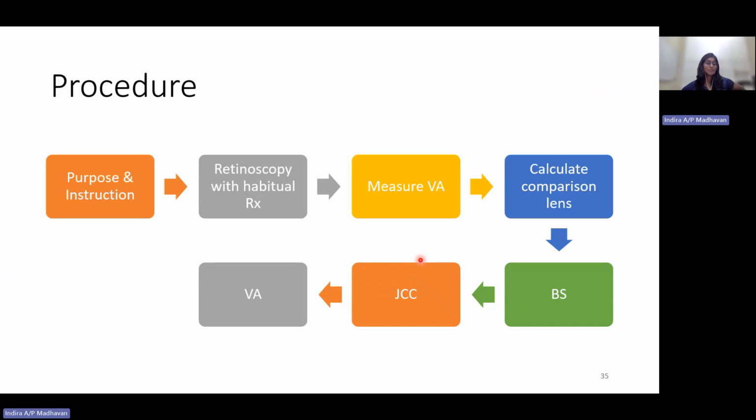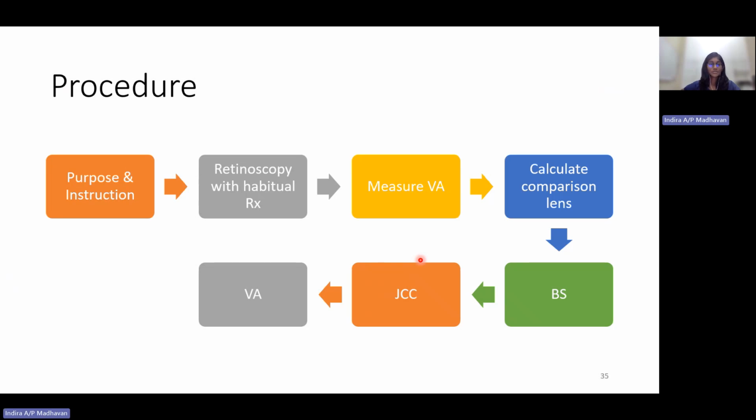So when they come to your place, they would expect to skip retinoscopy and subjective refraction because it's very tiring. It takes a lot of time. So first, introduce why this visual acuity and why this refraction is performed. What are the things that we need to do while refractive error is measured.